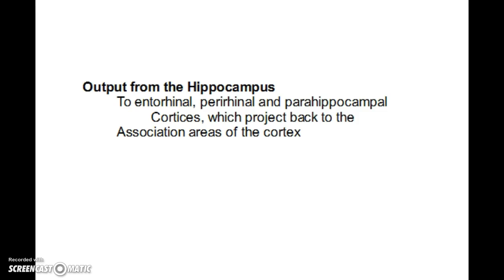The hippocampus is going to send its outputs back to the entorhinal cortex, as well as the perirhinal and parahippocampal cortices, which are going to project back to the association areas of the cortex. So like many of our systems, we see this loop going forward and backwards. So there's constant communication between the cortex and the hippocampus and back to the cortex.